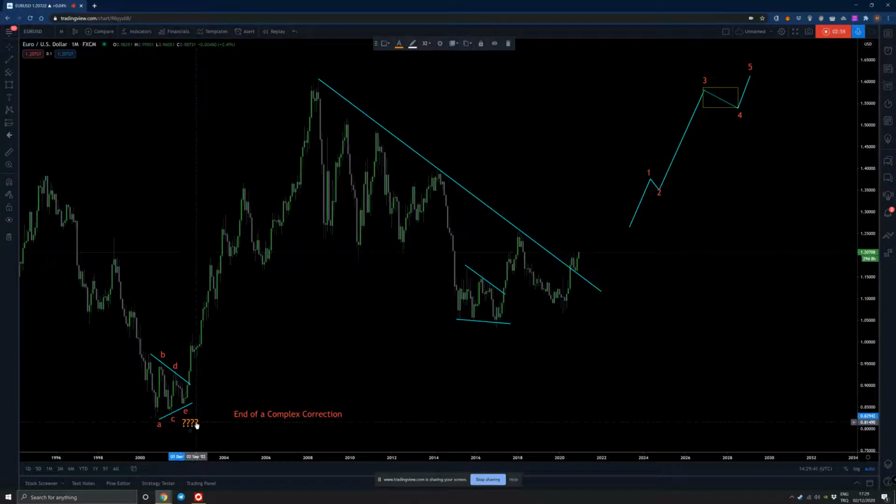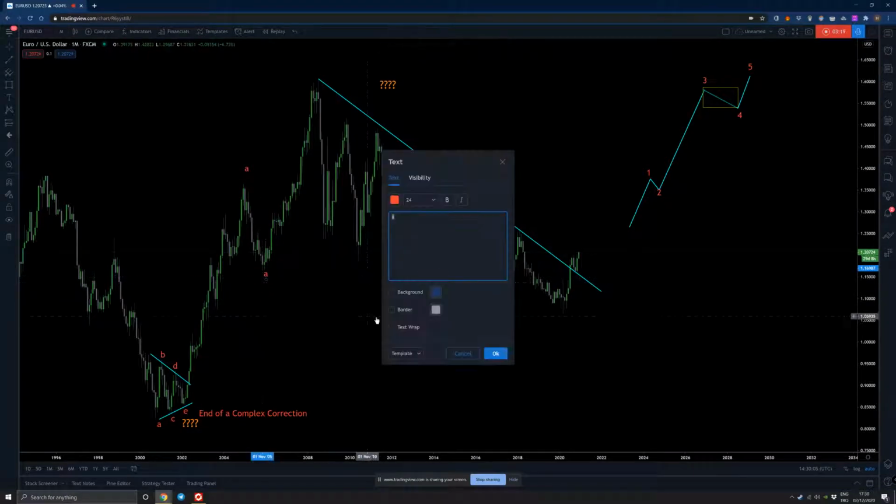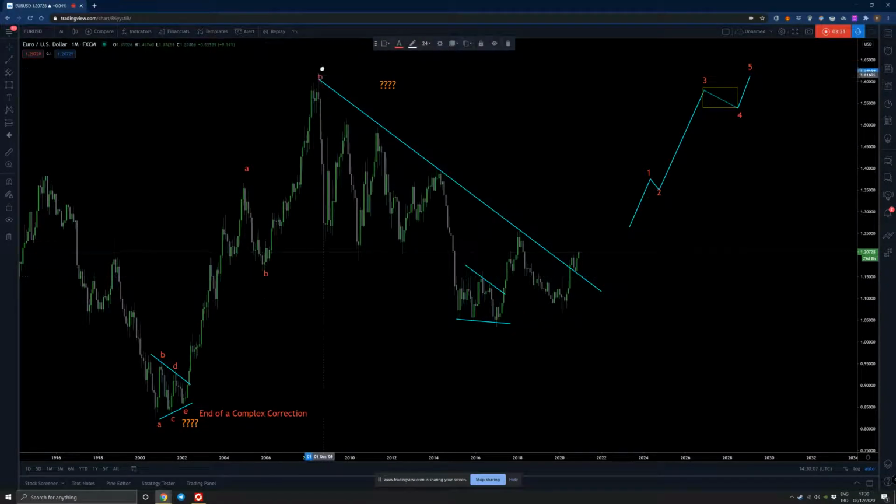So it means that whatever starts from here to here is on this degree now, okay, but this happens at the end of a complex correction. By identifying this, it means that we can start a new wave. Even though we don't know the degree for sure, we can have some type of an idea. Now look what we can do with it. So we can say maybe wave A here, wave B here, okay, and a wave C here.